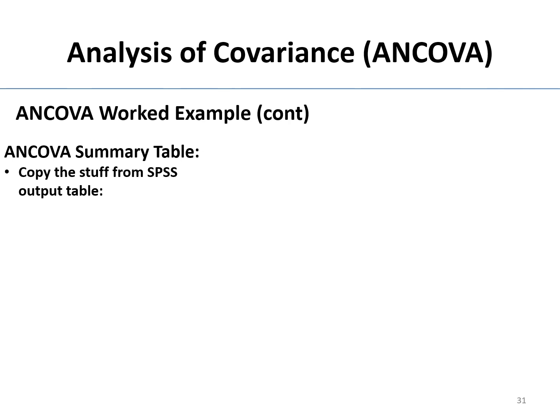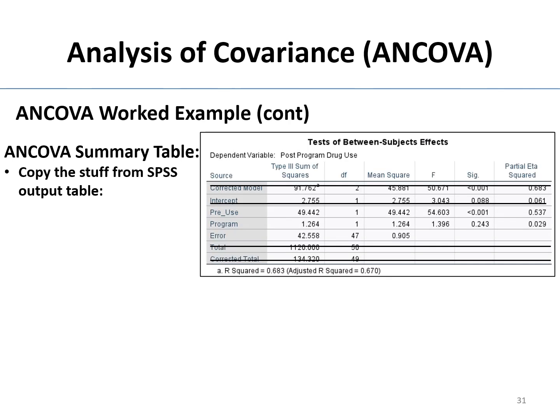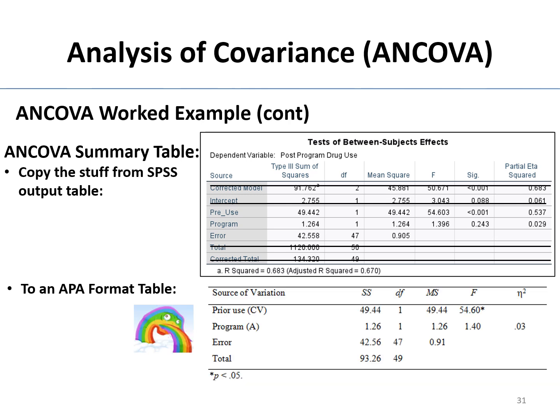So finally, your ANCOVA summary table. All you got to do is copy stuff from SPSS, from the output table you get there. This thing we've been looking at, those rows, to an APA format table in your APA write-up. So there's BARF and NESI, and everything just sort of slides in there. Pre-use would go on the prior use row. Program would be program. Just throw them in there. You got to add your eta squared, of course.